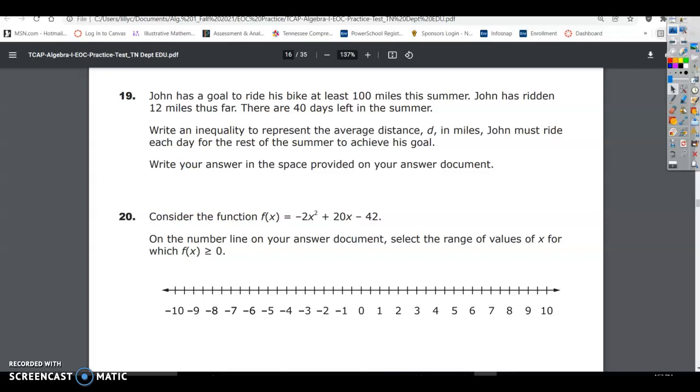Algebra 1 EOC practice test number 19. John has a goal to ride his bike at least 100 miles this summer. John has ridden 12 miles thus far. There are 40 days left in the summer.